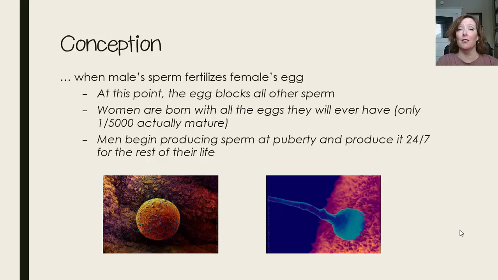A discussion on development would not be a discussion about development if we didn't talk about conception. This is when a male's sperm fertilizes the female's egg. At this point, once the fertilization has happened, the egg blocks all other sperm. The egg actually changes its chemical makeup on the outside to block any further attempts at fertilization. Women are born with all the eggs they will ever have. Only about 1 in 5,000 actually mature. Men begin producing sperm at puberty and produce it 24/7 for the rest of their life.